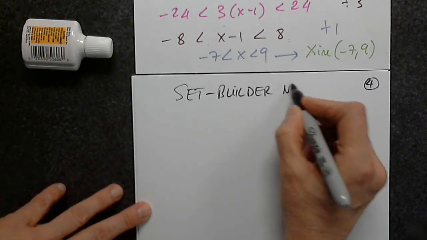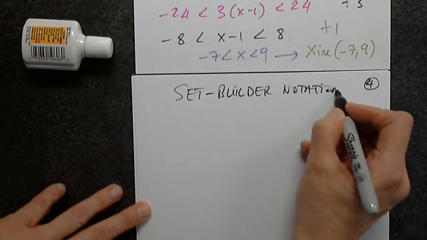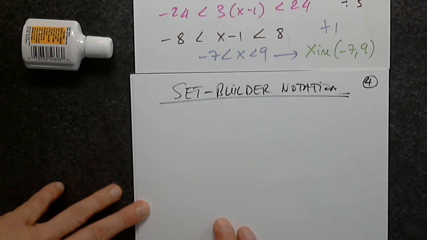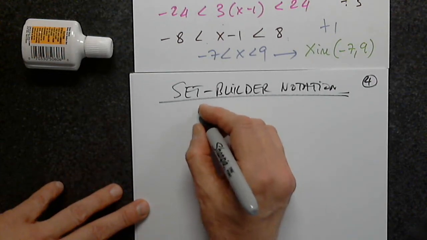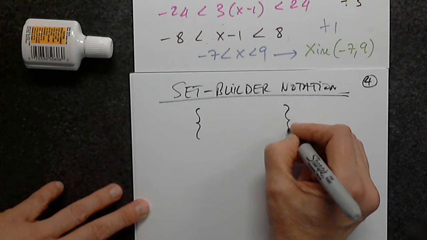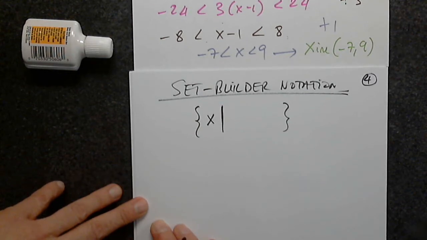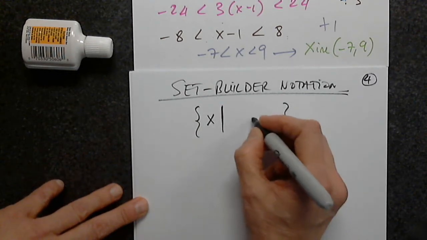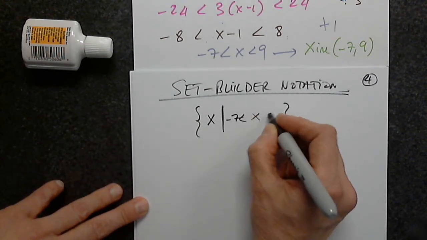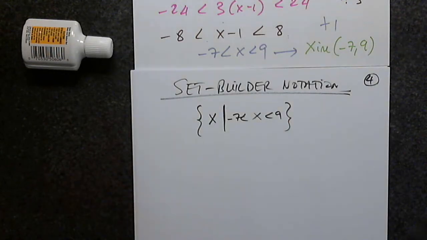Set builder notation. If they ask you for that, then you will have to write it, and they will probably show this already. I don't like it. I don't care for it at all. It doesn't mean anything, and I'll explain. So what is this? Nothing. You're just copying what the solution is in here.